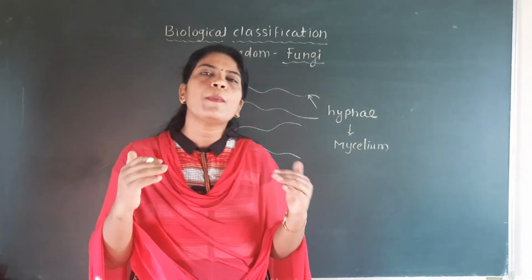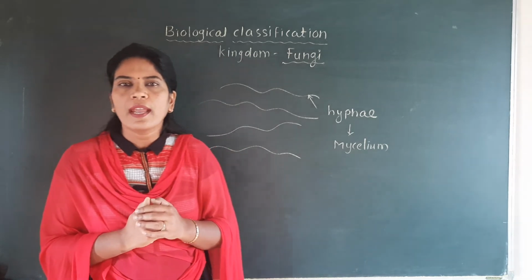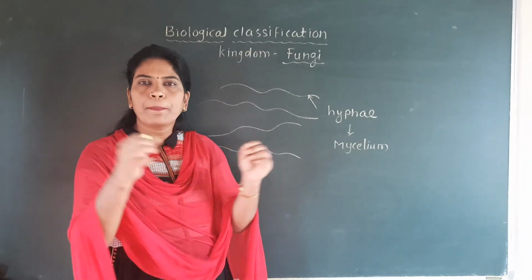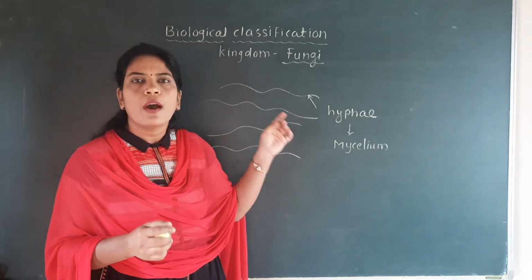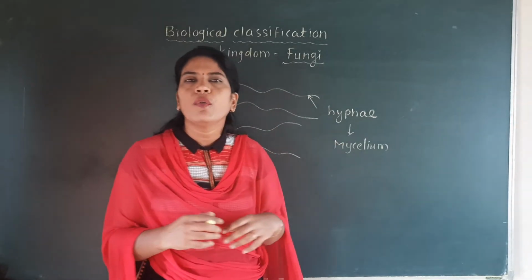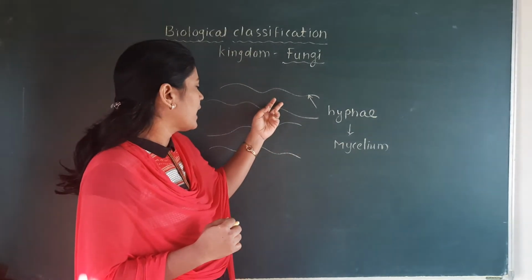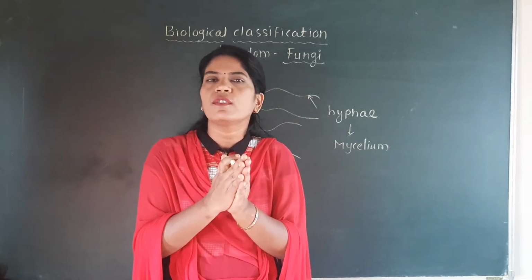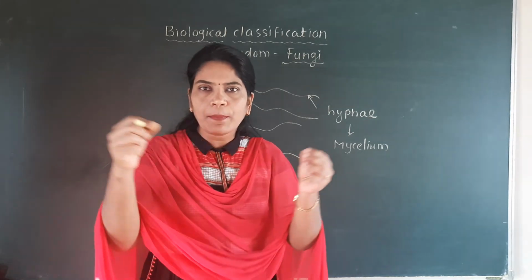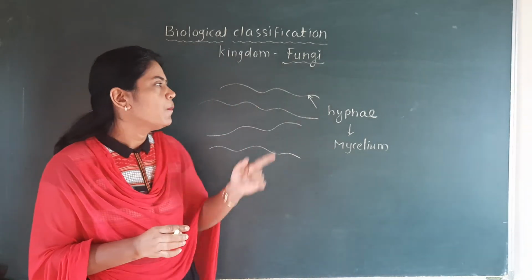Mycelium is a vegetative part of the fungus. If we separate the mycelium, you will find a thin thread-like structure, and that is called the hyphae. So the aggregation of hyphae is called a mycelium, and if we separate the mycelium, then you will observe this hyphae.